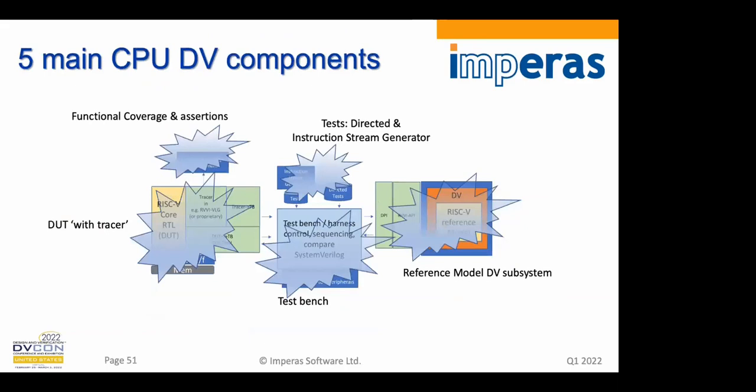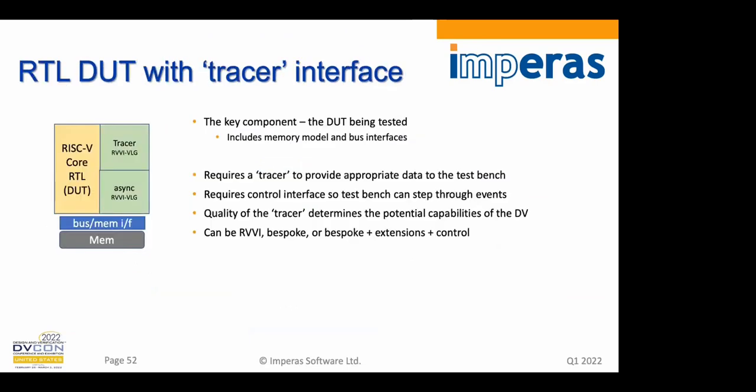So let's look at the 5 components now that we see in a standard test bench. The first is the design under test, the RTL, the core. It's a key component, and it's going to have some form of memory and interfaces inside it. And a key component here is to get the data out of it into the test bench, but also there needs to be a control interface. And the quality of this tracer really does determine how many features you're going to have in your verification environment.